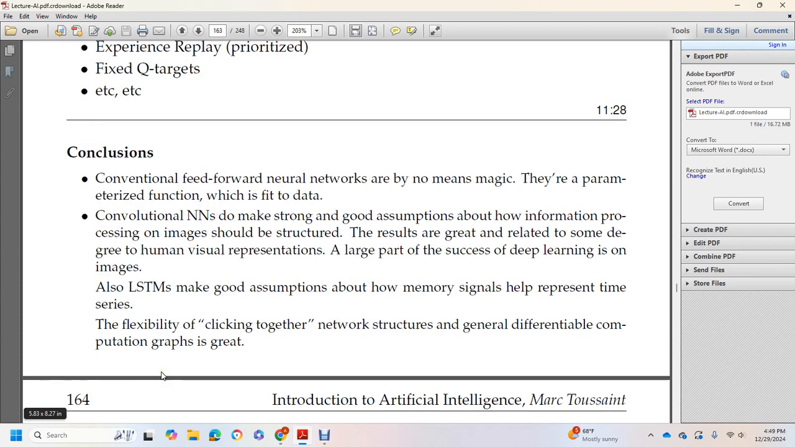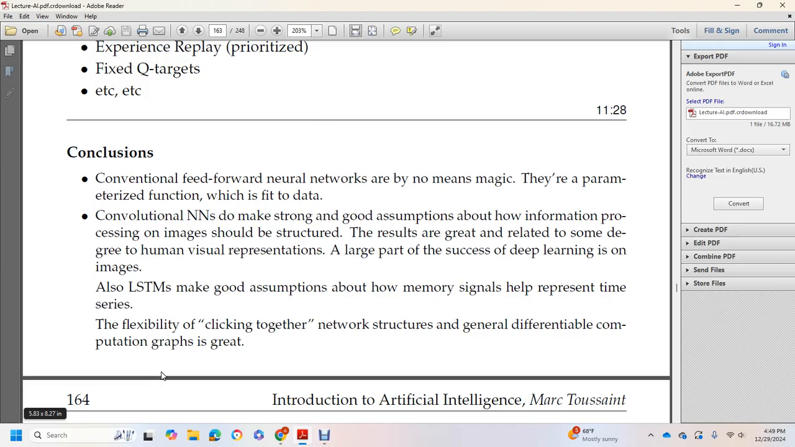Conclusion: conventional feedforward neural networks are by no means magic. They are parameterized functions that are fit to data. Convolutional neural networks are made with a strong, good assumption about how information in images is structured. The results are greatly related, to some degree, to the human visual representation. A large part of the success of deep learning is on the images it learns.